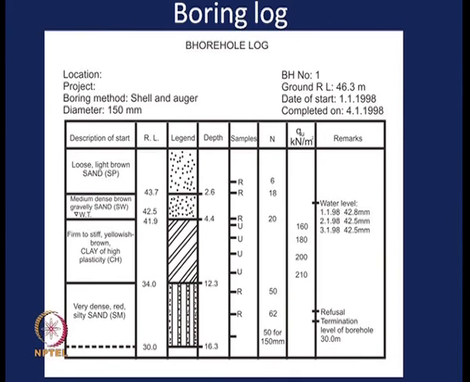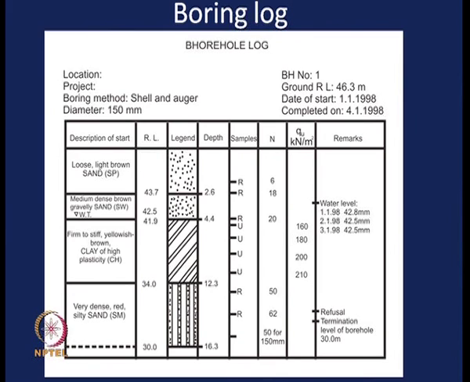Suppose this is bore log example 1. So, this is the description of the strata, then the RL, the reduced level of that particular stratum, then the legend, then the depth of this particular soil, then the samples, whether representative or undisturbed. R means representative and U is undisturbed, then N is the SPT value, and qu is the ultimate load carrying capacity of the soil. Then remarks on the position of the water table. Those things we have to mention in that borehole.